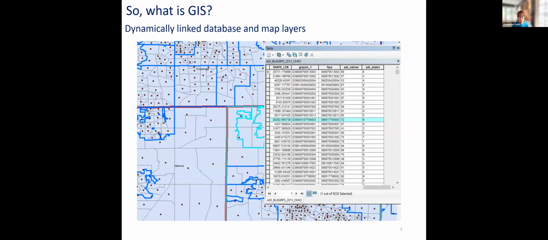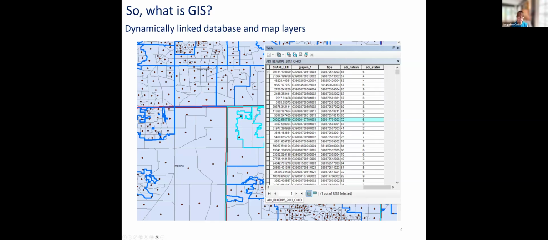So what is a geographic information system, or a GIS? Basically it's a linked database and then map layers. You can see here that you've got this record, a particular shape. It could be a city, a zip code, a state, a county, but whatever is drawn here in the map is linked through a database, through a table, really. You can think about it as places.